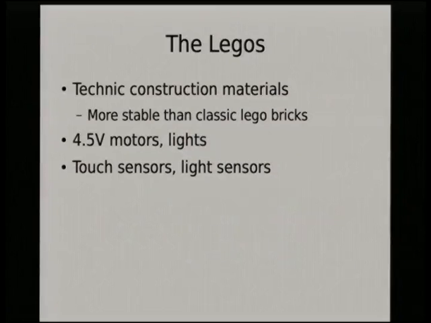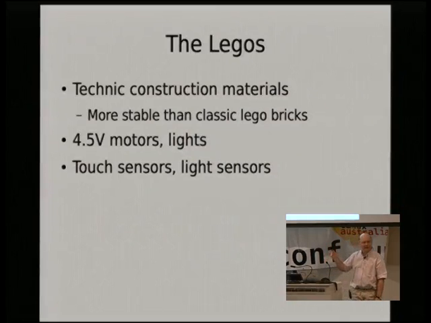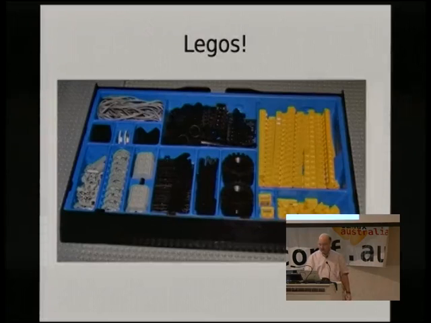The Legos, of course, we're using the, I don't know, how many of you have ever seen a Lego? Yeah, all of you. They used the Technics, which were introduced in the late 70s, way more stable than regular Lego bricks, so you can actually build things that move and don't fall apart. These all use 4.5 volt motors. 4.5 volt is an important number here. Remember that number. They came with touch sensors and light sensors. They came with little lights. Here's the Legos. This is the kit that we're using. Yeah, isn't that awesome?